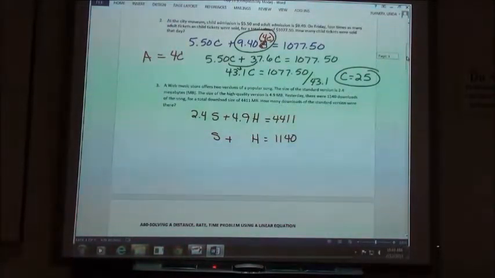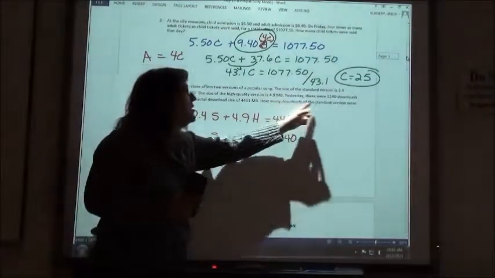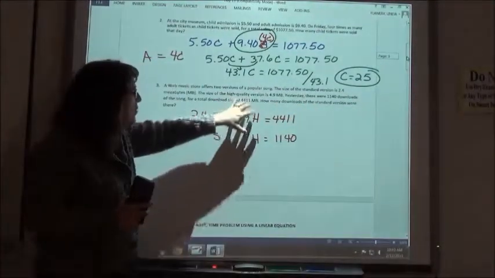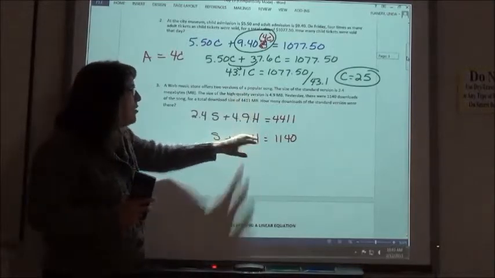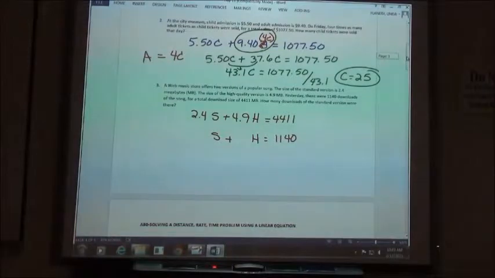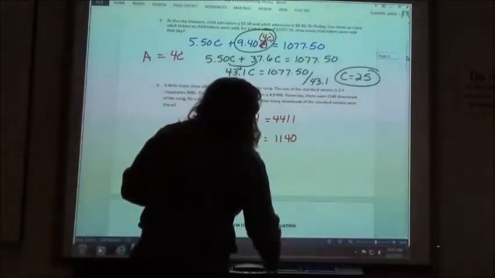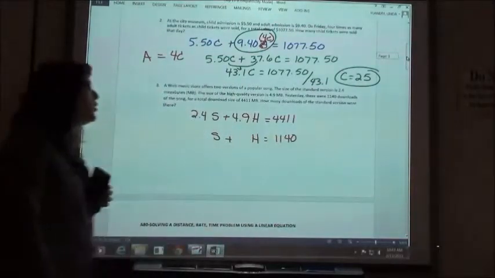We said on the first one that we solved by the elimination method. If I would want to solve for the standard version, I would want to eliminate the high quality version, and I could multiply by negative 4.9. But in this case, I'm going to solve it a different way. I'm going to solve it by substitution for those who like to do substitution.